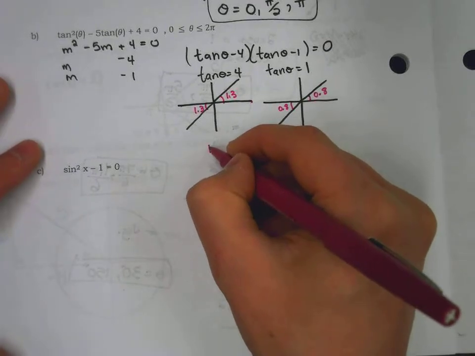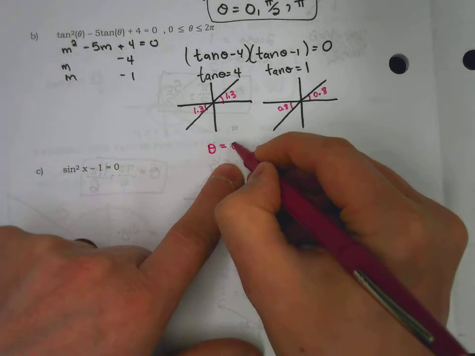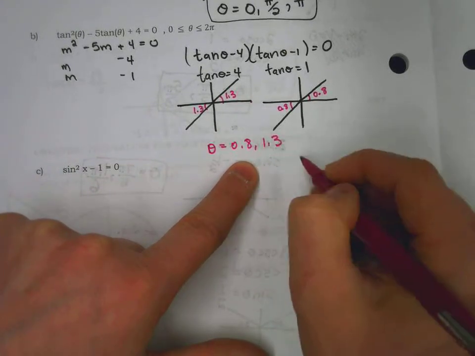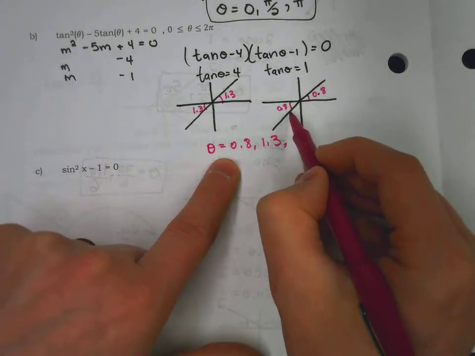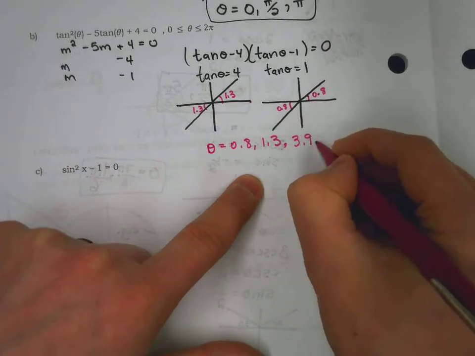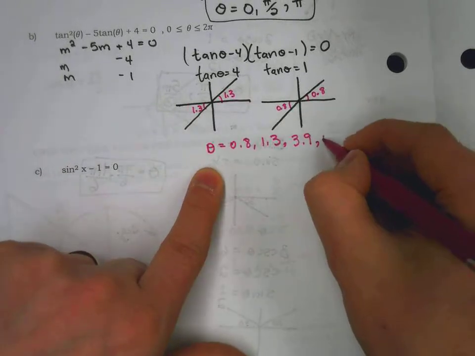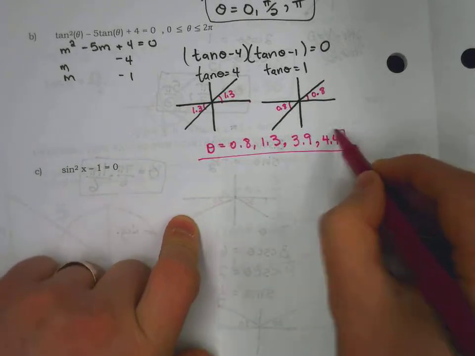So as you try to write down our answers to these, the first answer occurs at 0.8. The next answer occurs at 1.3. The next answer happens at pi plus 0.8. Now pi plus 0.8 is 3.9, and pi plus 1.3 is 4.4. This would be the less skilled way of answering this.